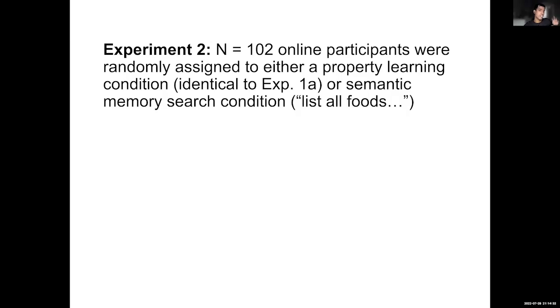Now, experiments 2 and 3 are just like experiment 1A. We're giving people this property that they have to learn about by asking questions about foods. However, we're going to assign half the subjects to a condition. So half the subjects get the same experiment as 1A. The other half get essentially a pure semantic memory search task. Basically, they don't have to learn any property. They just have to remember foods, list 20 food items that come to their mind.